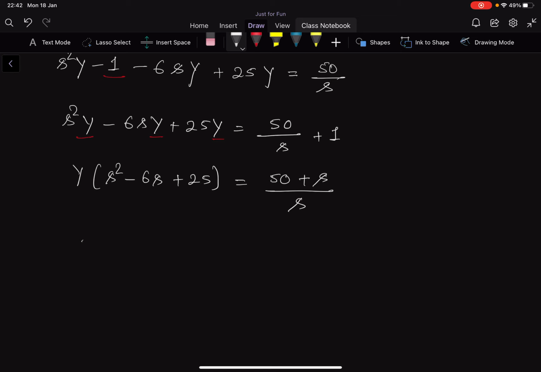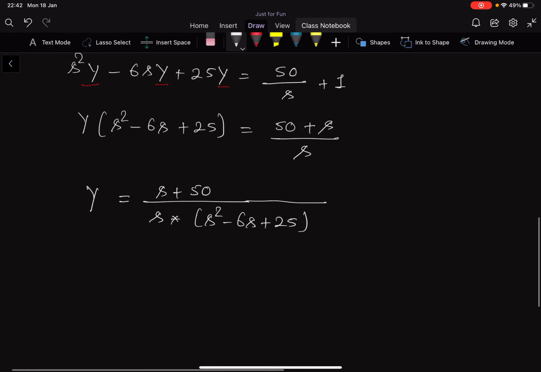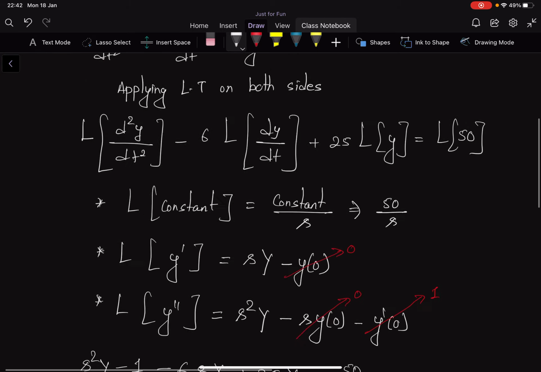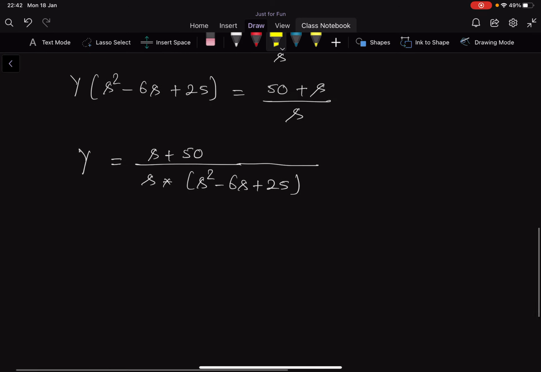What we can do furthermore here is move s squared minus 6s plus 25 to the other side. We are going to get Y equals, let's put s first, s plus 50 divided by s times s squared minus 6s plus 25. Now this is what I was talking about in the type. If you remember, the topic is type 3, complex root, and this is the reason.